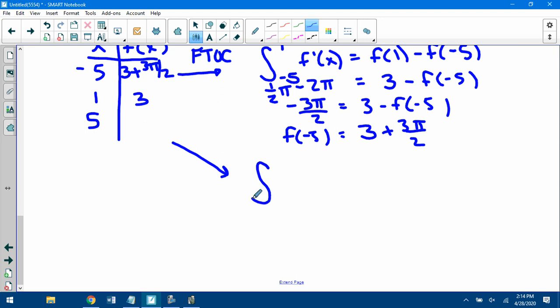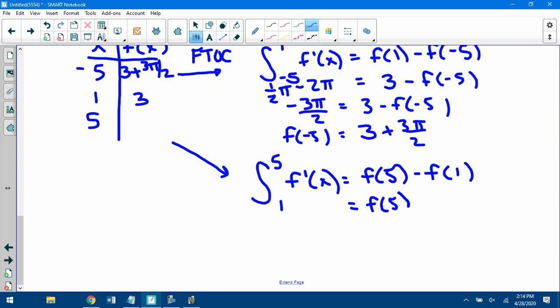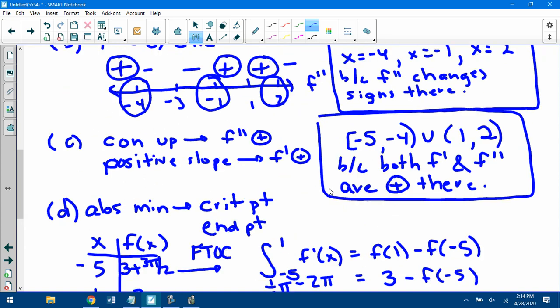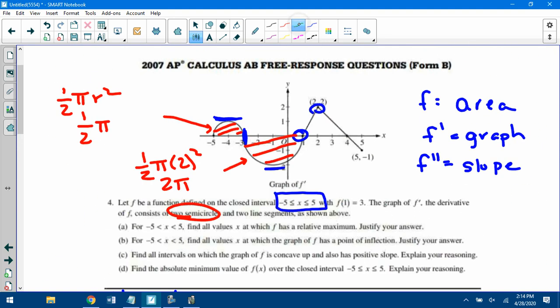So now I want to find f of 5. So again, use something you know to something you want to find. The integral from 1 to 5 of f prime of x would be equal to f of 5 minus f of 1. I don't know f of 5. I know f of 1 is 3. Here I need the area between 1 and 5. So the area between 1 and 5 would be this area, counted positive, minus this area, counted negative. They're both triangles. So this would be 1/2. The base is 1, 2, 3, times the height is 2. So that's just going to equal 3.